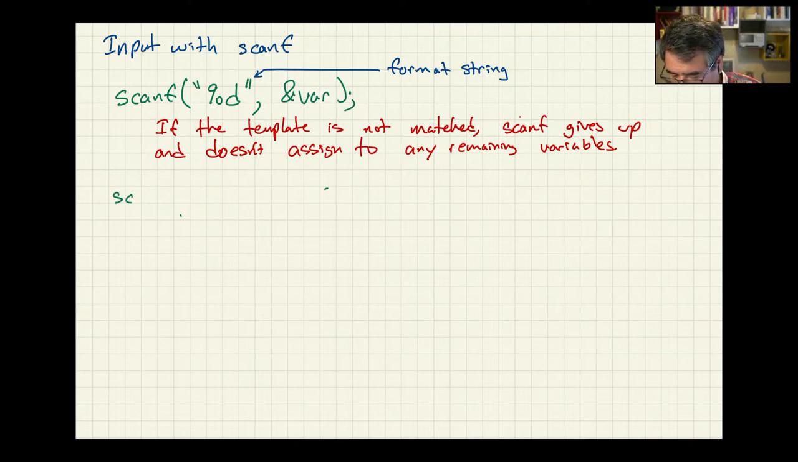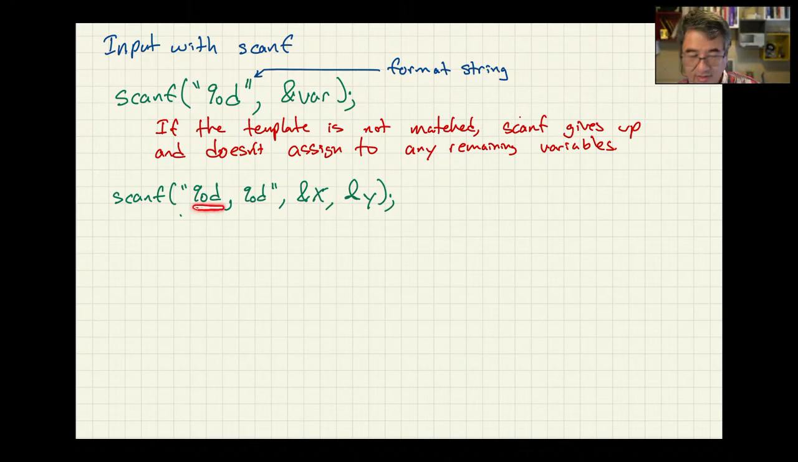So let me write out what that example would look like. %d, comma, %d. And let's say we want to put into the x variable and the y variable. Okay, so we expect the user to type in a number, and then a comma, and then another number. And so if the user matches that template, then the first number will go into x, and the second number will go into y.